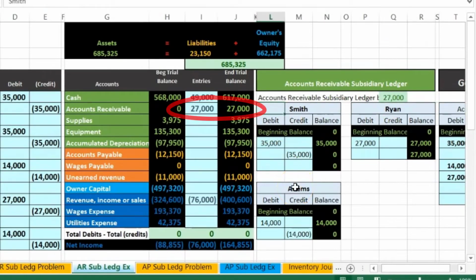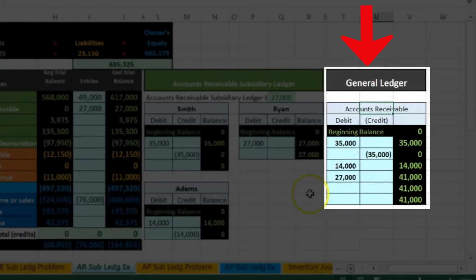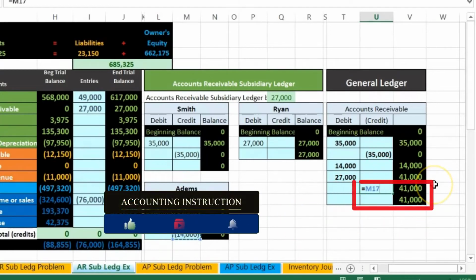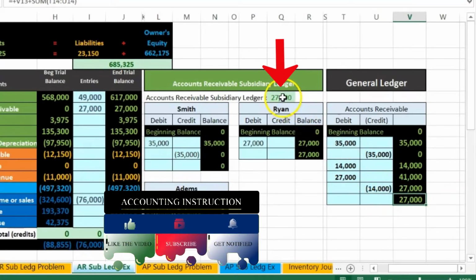And of course, this information would be on the general ledger as well, and it would be recorded by date. So we need to record that as well in the general ledger for accounts receivable. So I'm going to say the same activity equals the 14,000 here, bringing the 47 down by the 14 to the 27. So the 27 in the GL ties out to the 27 in the subsidiary ledger ties out to the 27 in the trial balance.